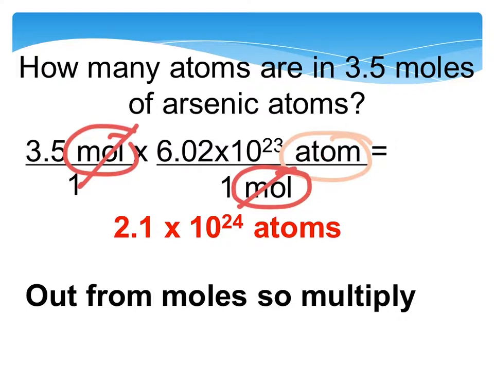And you can see here that we're multiplying when we're going out from moles to atoms, 3.5 times 6.02 times 10 to the 23rd, and we divide by 1. 1 times 1 is 1. So essentially we're multiplying two large numbers together to get an even larger number. And there we go. So as we go out from moles, we multiply.